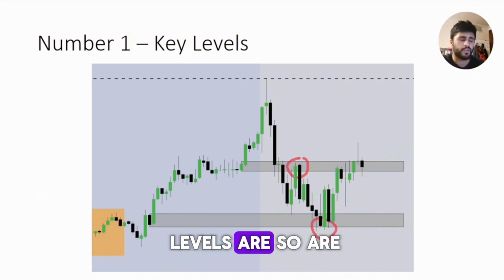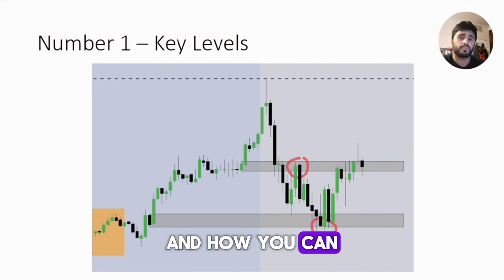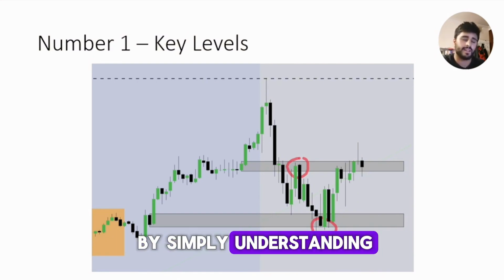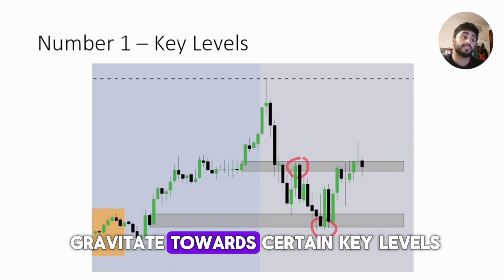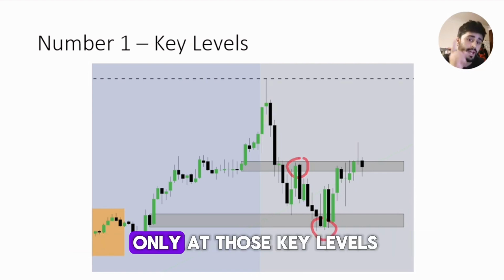And so why key levels are so important, and how you can improve your psychology, is by simply understanding that the market will gravitate towards certain key levels and you want to trade only at those key levels.